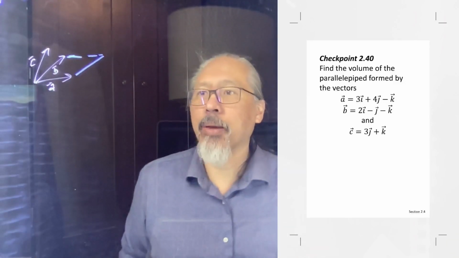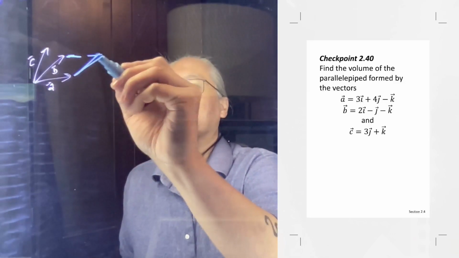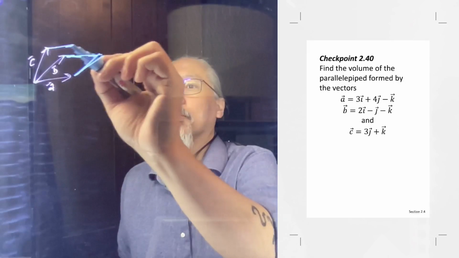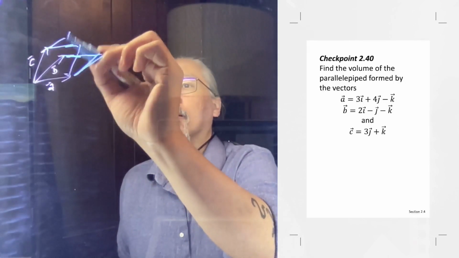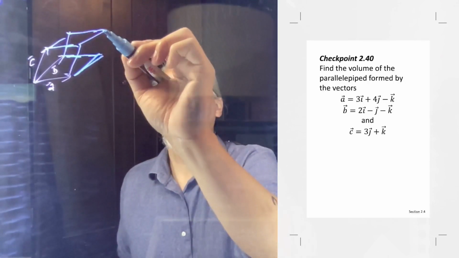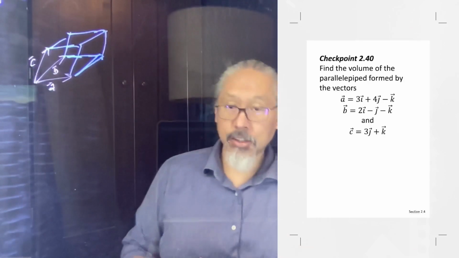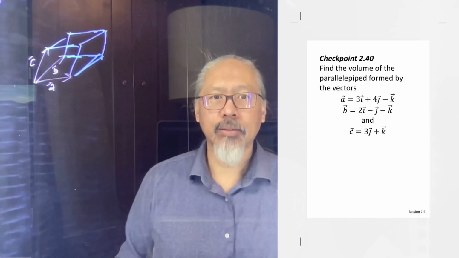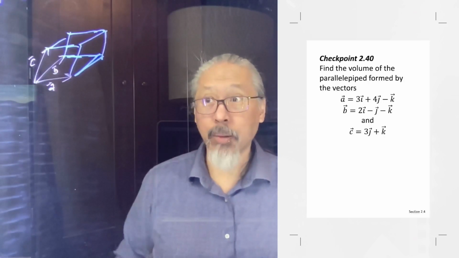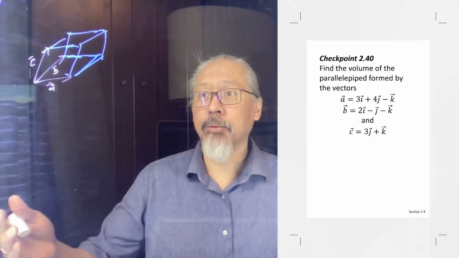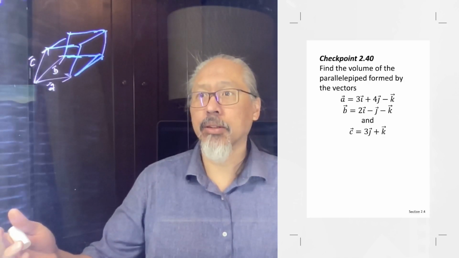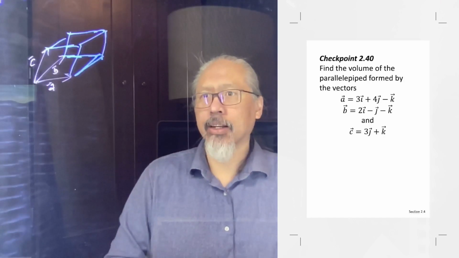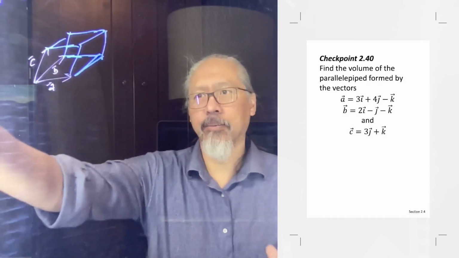So if two of them span a two-dimensional parallelogram, the third one would span something similar, and we get a skewed box that represents the parallelepiped. Now it turns out the volume of this is equal to the scalar triple product, or triple scalar product, but you can take a look at the textbook for the proof of that.